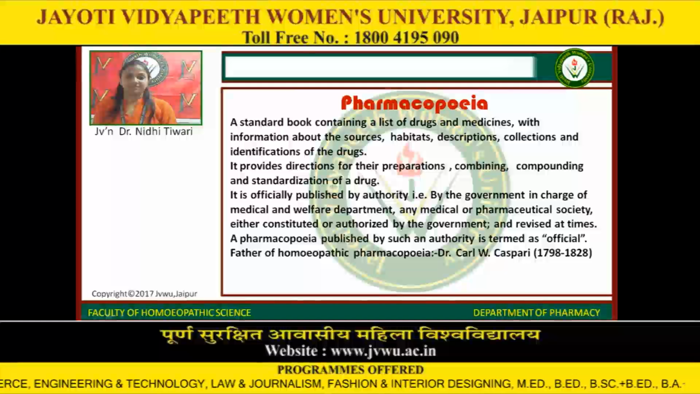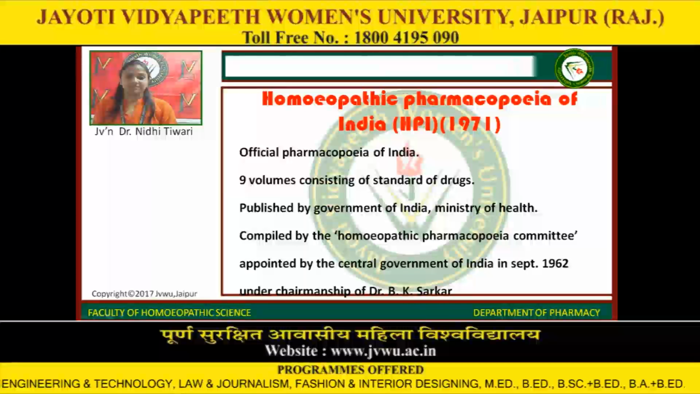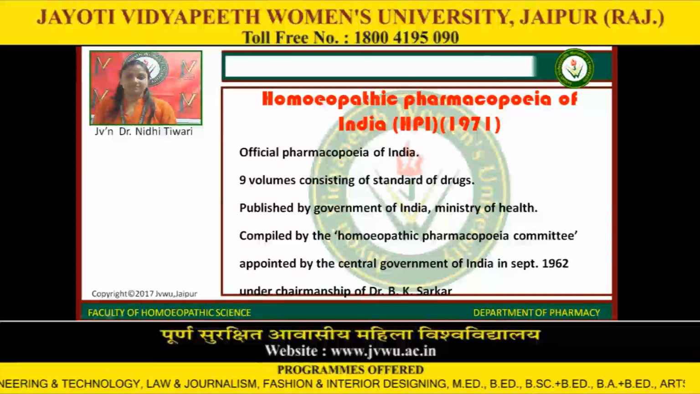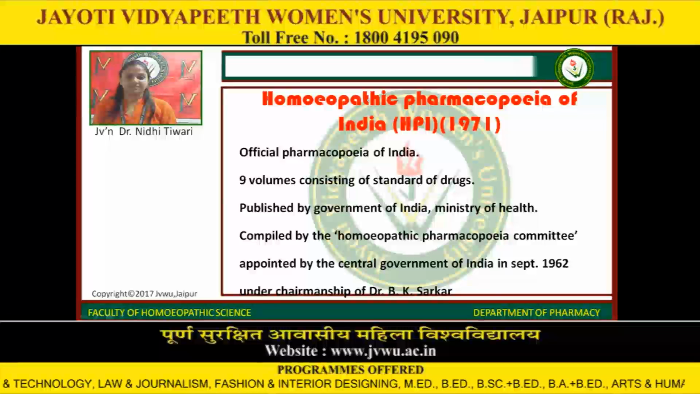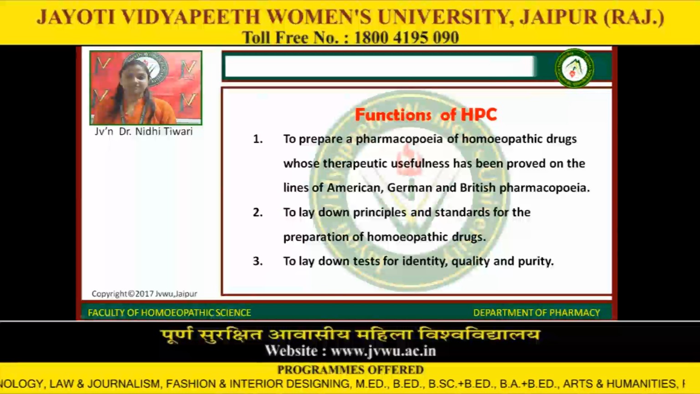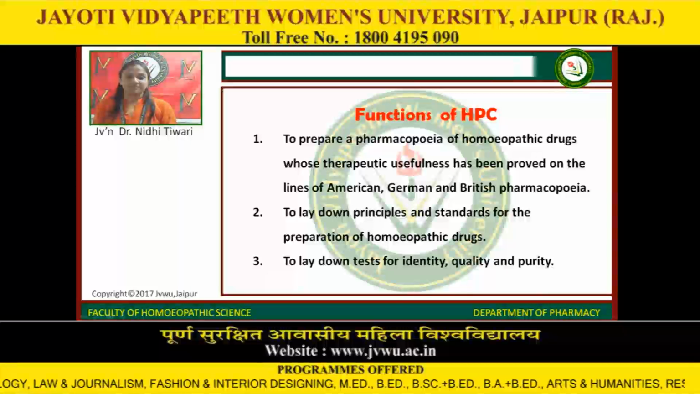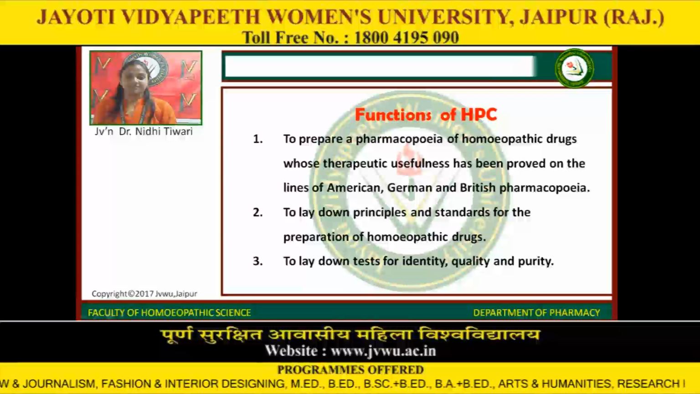Who is the father of homeopathic pharmacopoeia? That is Dr. Paul W. Kaspari, 1798 to 1828. The Homeopathic Pharmacopoeia of India, HPI, 1971, is the official pharmacopoeia of India, in 9 volumes consisting of standards of drugs, published by the Government of India, Ministry of Health, compiled by the Homeopathic Pharmacopoeia Committee, appointed by the Central Government of India in September 1962 under the chairmanship of Dr. B.K. Sarkar. Functions of the HPC: to prepare a pharmacopoeia of homeopathic drugs whose therapeutic usefulness has been proved, on the lines of American, German and British pharmacopoeias; to lay down principles and standards for the preparation of homeopathic drugs; to lay down tests for identity, quality and purity.